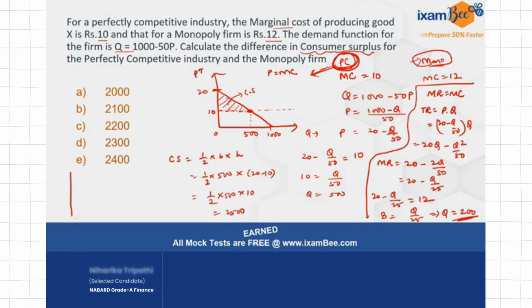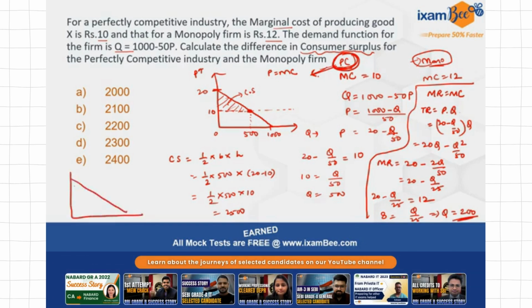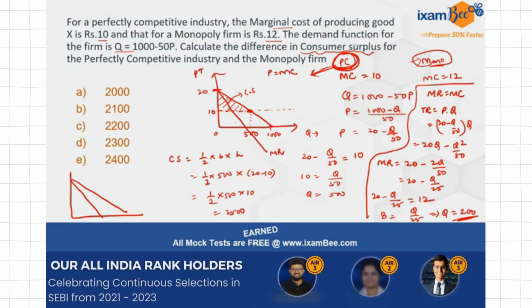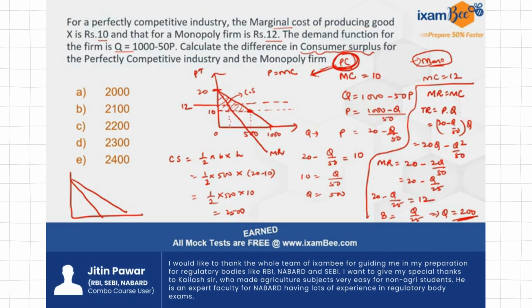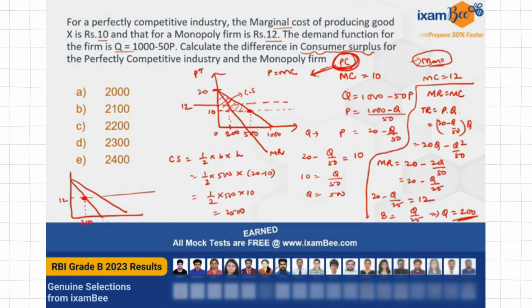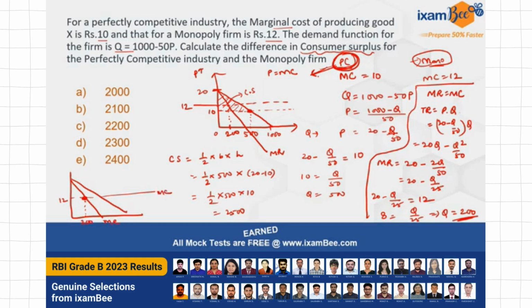So what does this mean? Let's say this is my demand curve, right? And this is my marginal revenue curve. So let's say this is the marginal revenue curve in the same diagram I'm drawing. Okay, and the marginal cost is 12, which is, let's say, somewhere on this line. So MR and MC are intersecting at what point? At quantity 200, right? If I show you separately, this is the marginal cost line 12. This is the point where the quantity is 200, where the marginal revenue and the marginal cost are equal, right?